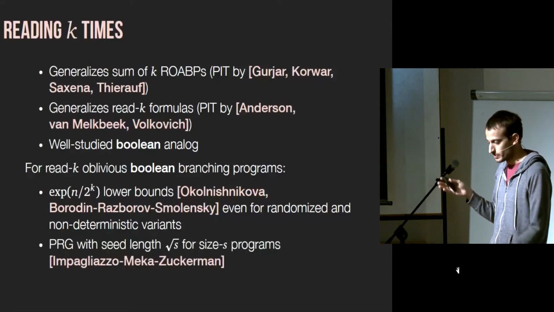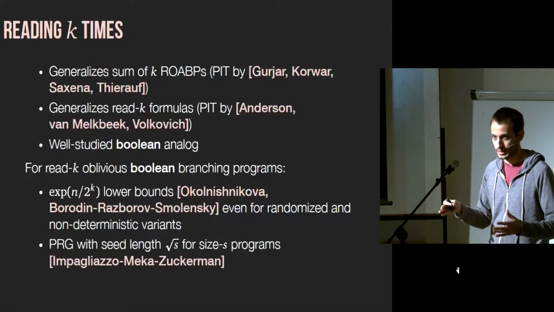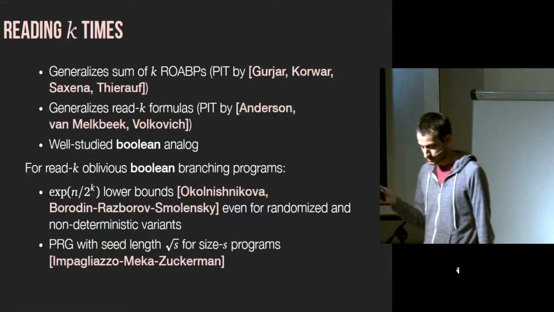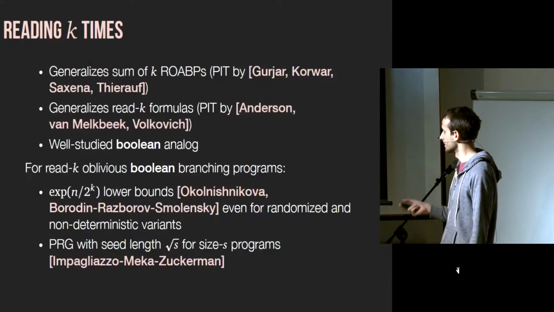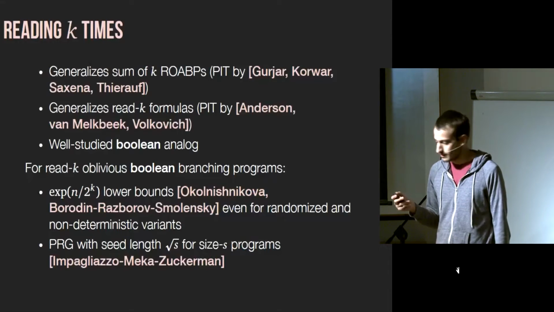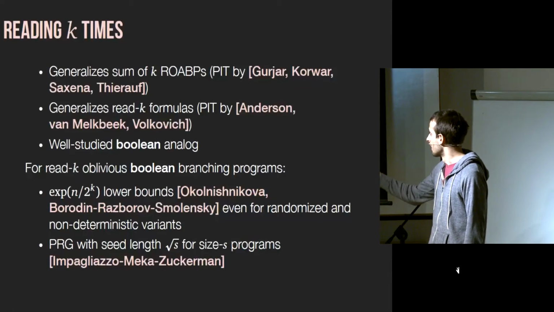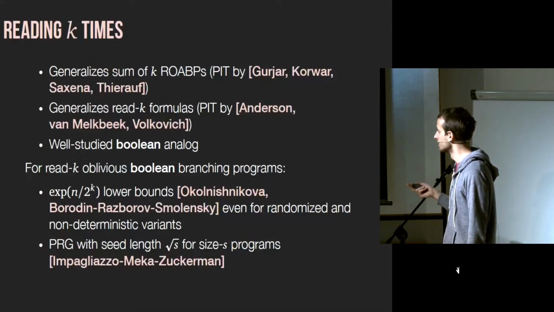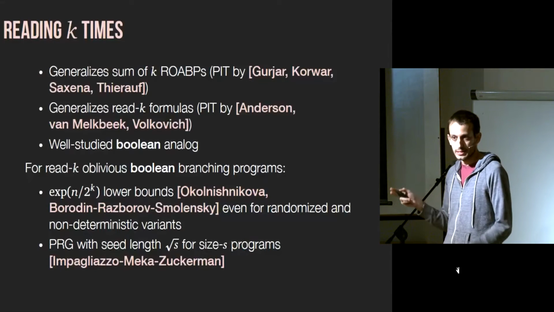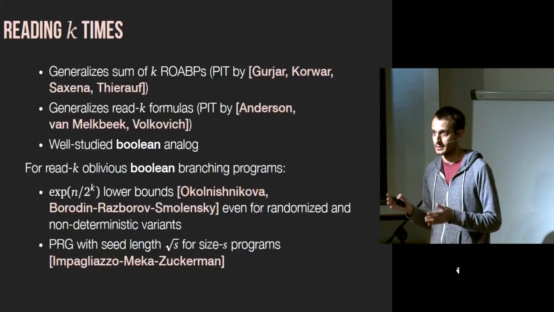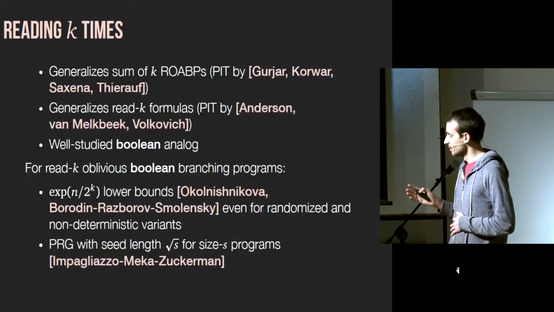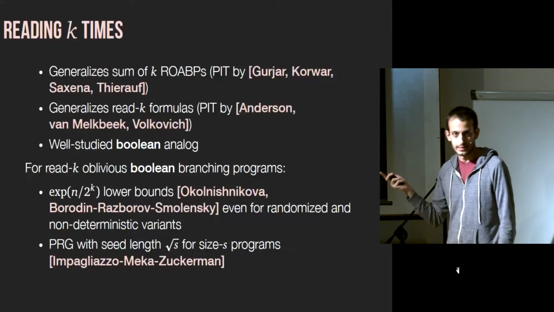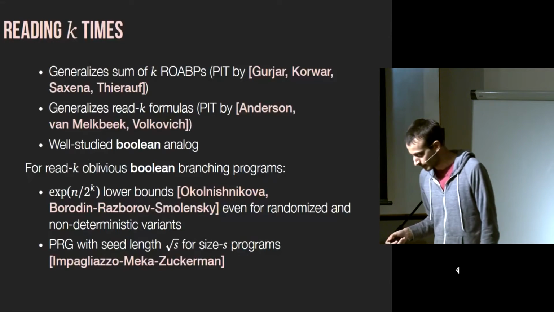But on the PRG front, which is the natural analog of PIT, the situation is very different. The best result is the paper by Impagliazzo, Meka, and Zuckerman. They give a PRG whose seed length is square root of s if you have a branching program of size s. In some sense this is very general. This is not only for read-k, this is for any branching program. On the other hand, it's meaningful only when s is less than n squared. So this is a bit disappointing.